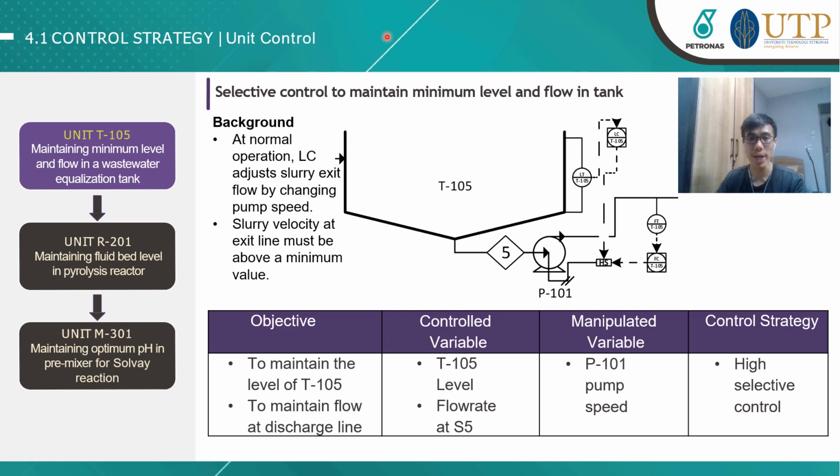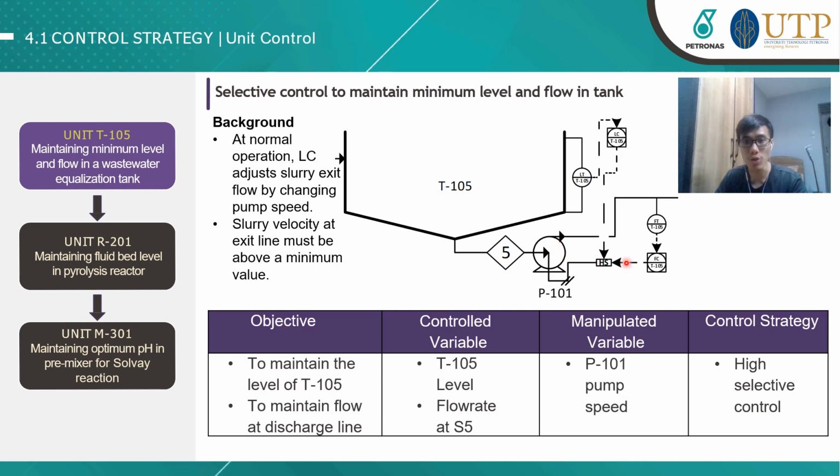In the equalization tank T105, a selective control is implemented to maintain a minimum level in the tank as well as a minimum flow of slurry at the discharge line. During normal operation, the level controller adjusts the slurry exit flow by changing the pump speed. The slurry velocity at the discharge line must always be kept above a minimum value to prevent the line from plugging. Thus, a selective control is designed so that as the flow at the exit line approaches the lower limit, the flow controller takes over and speeds up the pump.